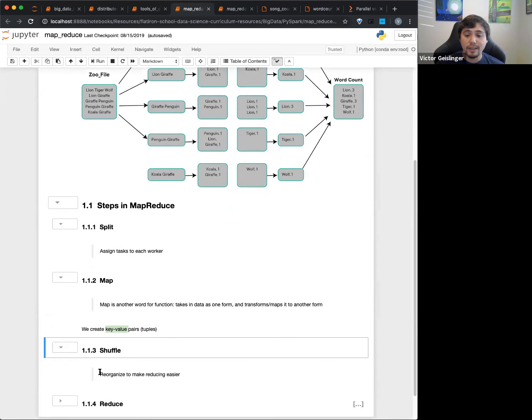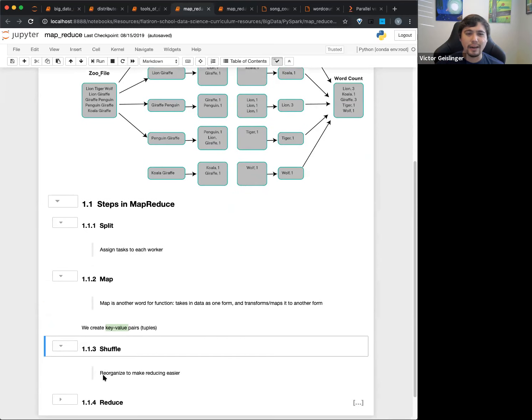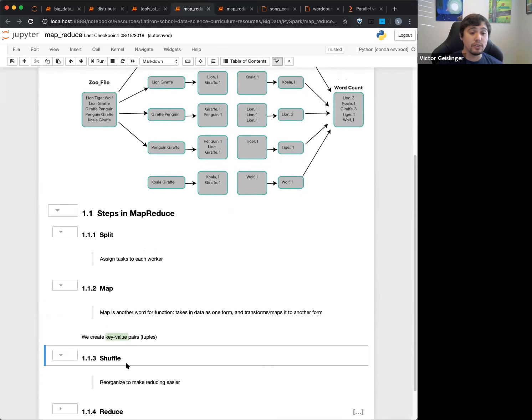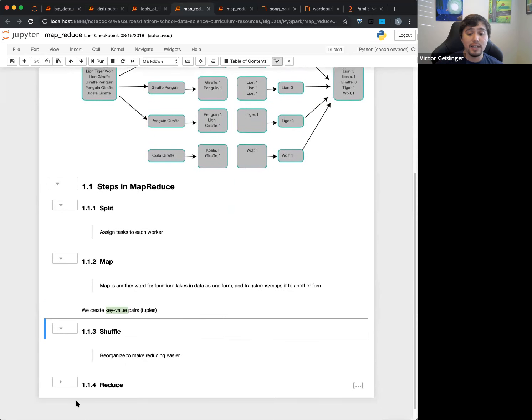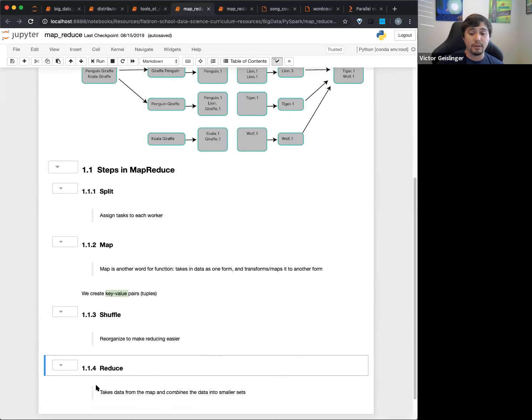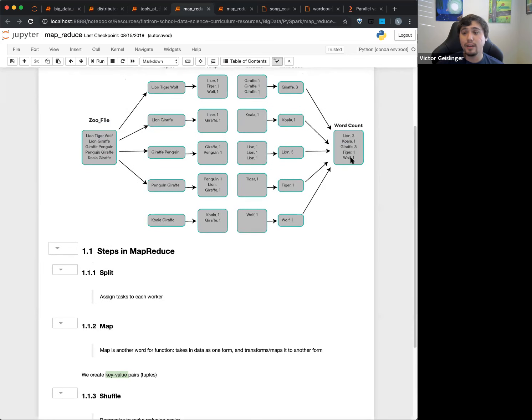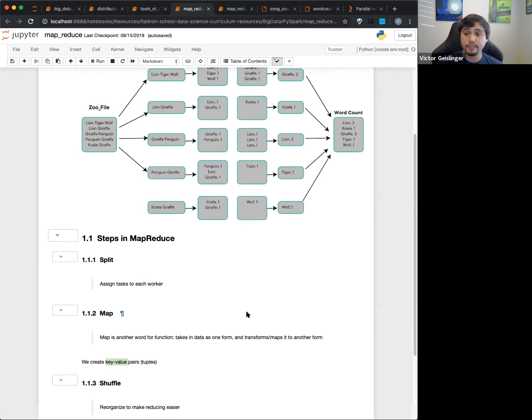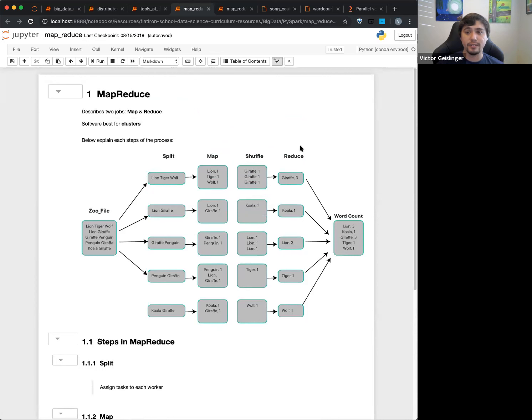The last part, shuffle, is more like reorganization, like reshuffling or ordering it. The idea is that we're shuffling it so it's easier to reduce later on. Then our reduce step combines all this information into smaller sets, so it's relatively easy to put together. You can see here giraffe 3 is going directly into here, and they don't have to worry too much about the other workers and what they've already achieved. Okay, so that's the concept of MapReduce. Cool.